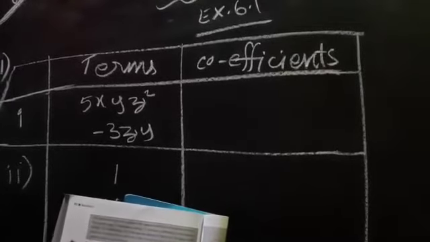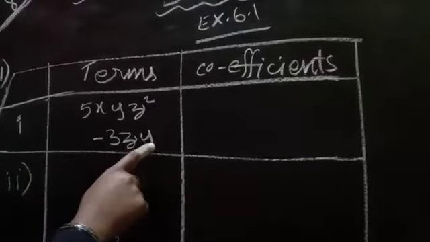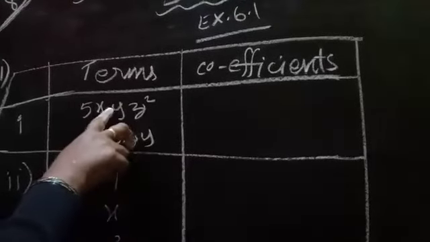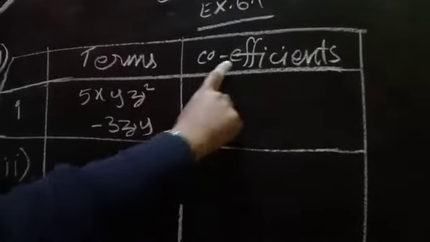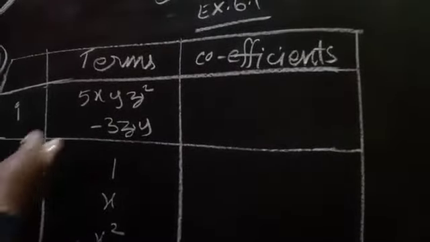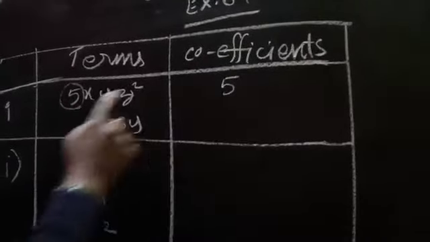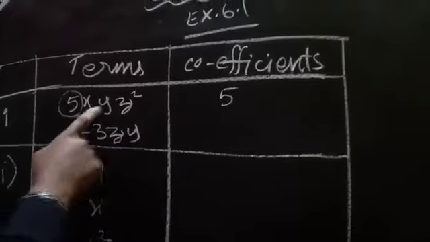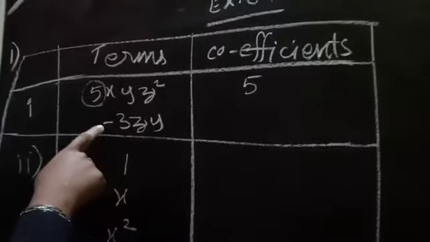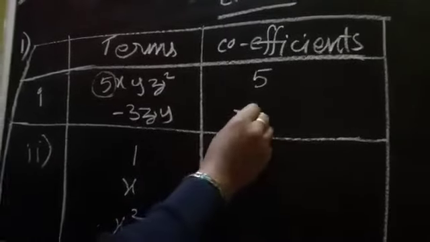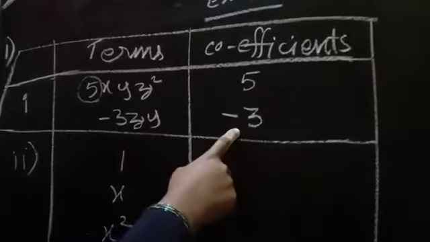So what terms do we have? Two terms we have. Here this is one term and the next term I have written. So two terms we have in the first question and I have written the two terms. What are the coefficients here? Plus 5 is the first term's coefficient. The second term they have given is minus 3. If there is a minus, along with the minus sign we should write. So minus 3 is the second term's coefficient.